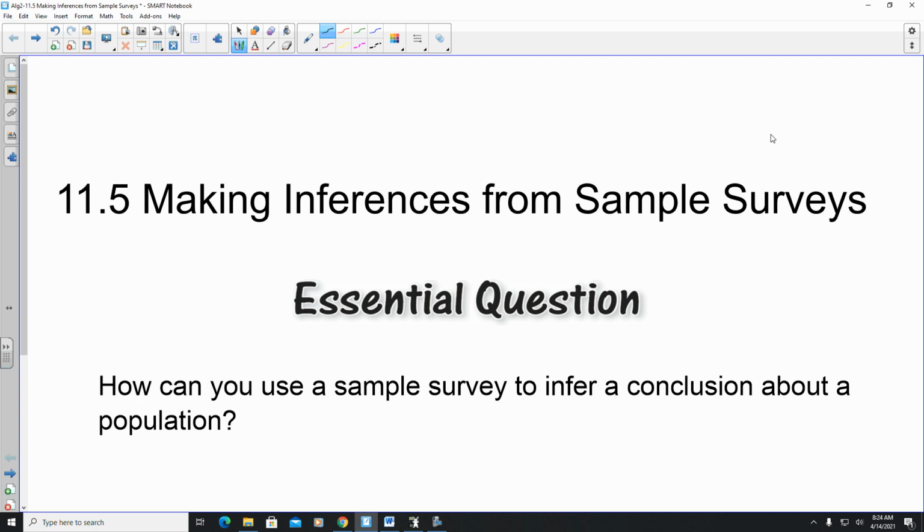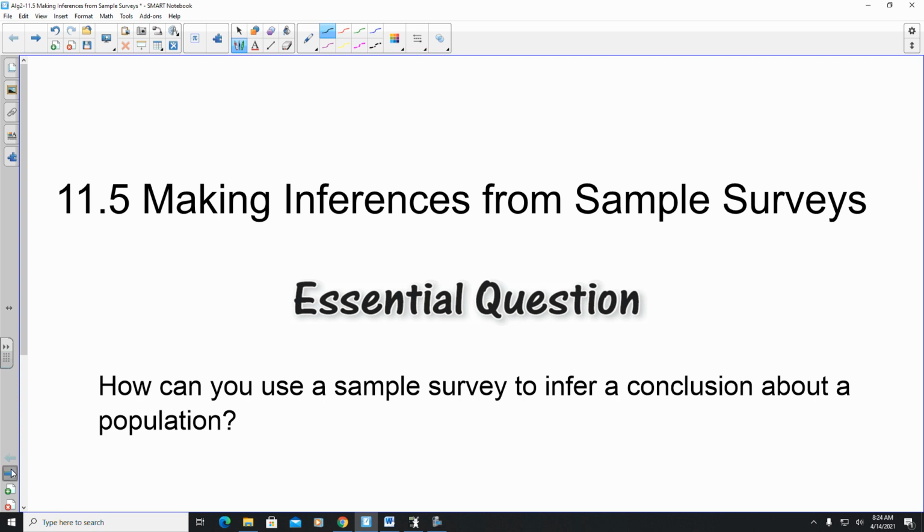In this lesson, we're looking at section 11.5, where we're going to be making inferences from sample surveys. By the end of this, we are going to be able to use sample surveys and infer a conclusion about a population.